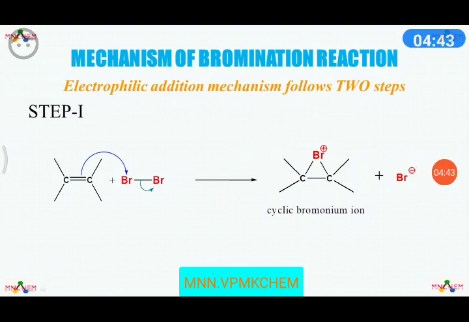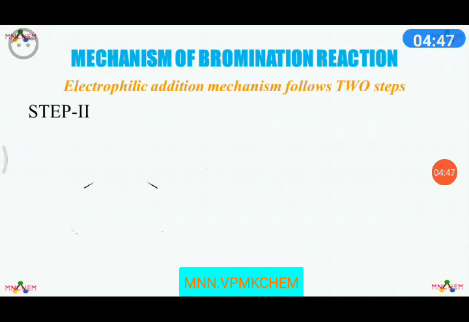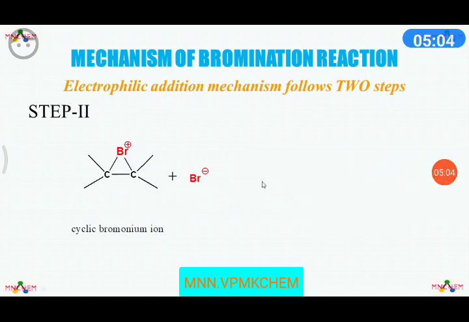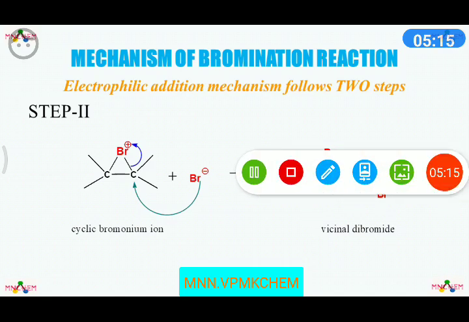In the second step, the cyclic bromonium ion is attacked by the bromide ion and it opens to give vicinal dibromide as a product, as shown in this reaction. In the second step, bromide attacks the cyclic bromonium ion, the ring opens and we get vicinal dibromide as the product.